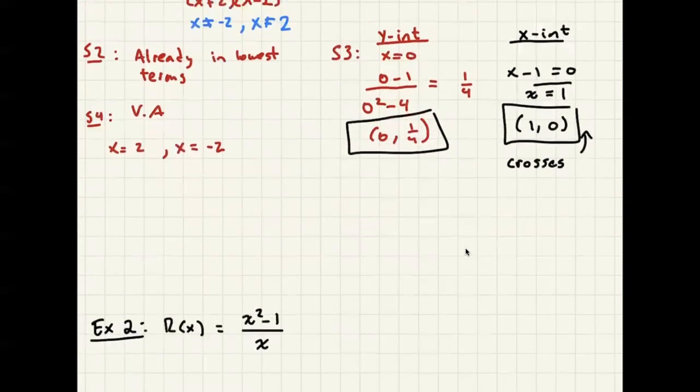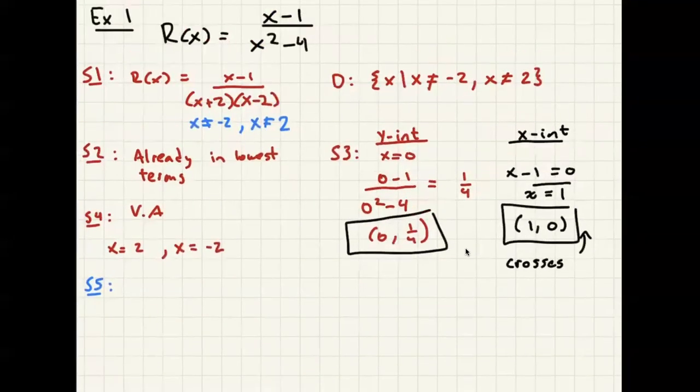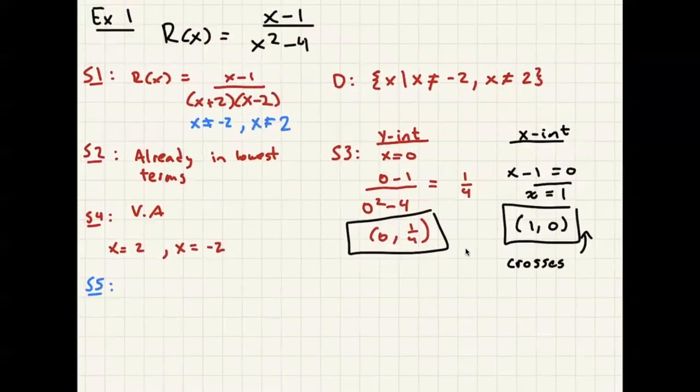And then step 5 is to locate our horizontal asymptotes, right? Step 5 is pretty easy, because if you look here, our denominator is bottom heavy. So because the degree on top is 1 and the degree on the bottom is 2, that means when n is less than m, our horizontal asymptote is y equals 0. All right.